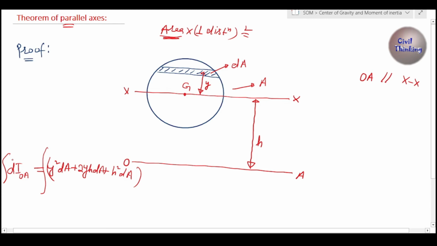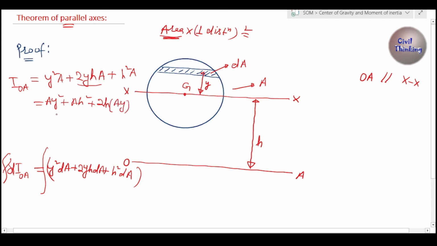Now let's integrate it. We will get IOA is equal to, the integration of y square dA is y square A, plus 2yh, where dA is converted into A, plus h square dA, which will be converted into h square A. Now if I rearrange this, this is going to be A y square plus A h square plus, let me rearrange this term, 2hAy.